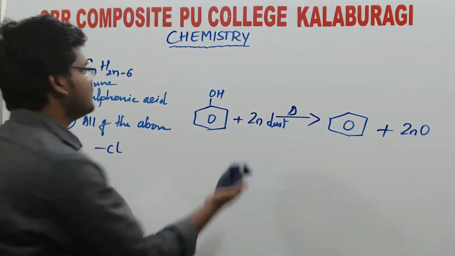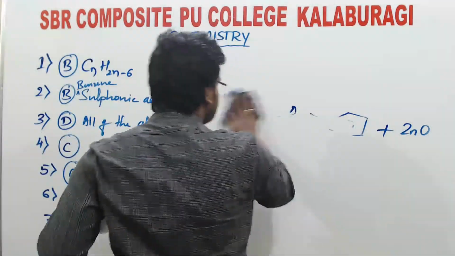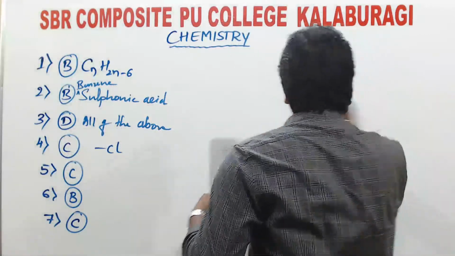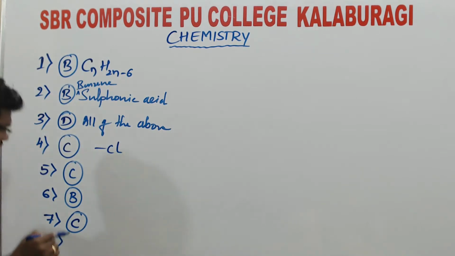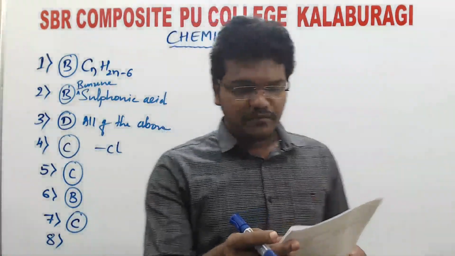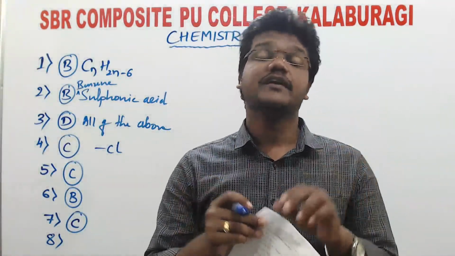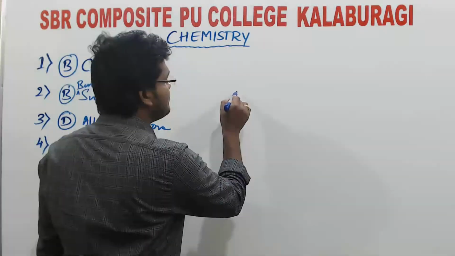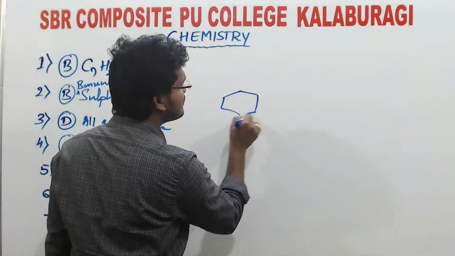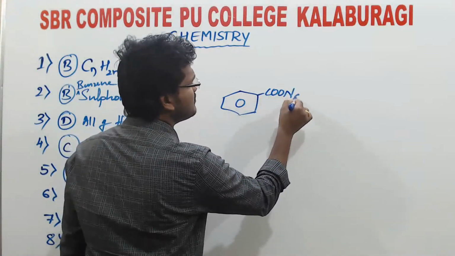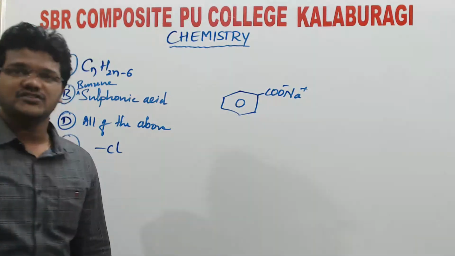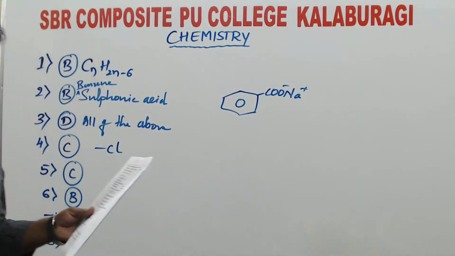I'll drop this before, and till then you read the 8th one, try to solve it. The 8th one is: heating a mixture of sodium benzoate and soda lime gives what? Sodium benzoate is nothing but the sodium salt of benzoic acid.